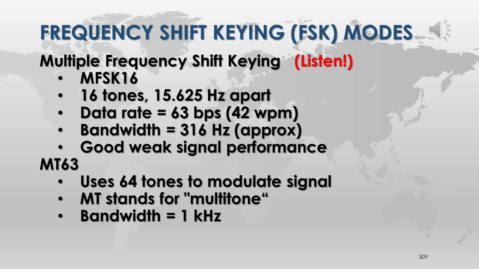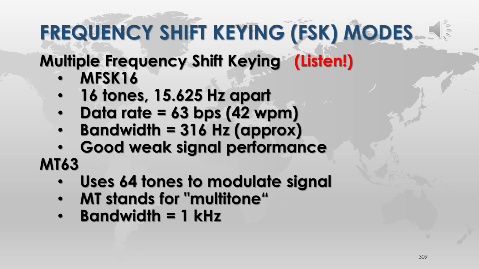How wide is a CW signal? The filter is 500 hertz, so it's narrower than that. It's very narrow, is the point. An AM signal is almost 6 kilohertz. Sideband is 2.4-ish kilohertz, and this is 1 kilohertz.